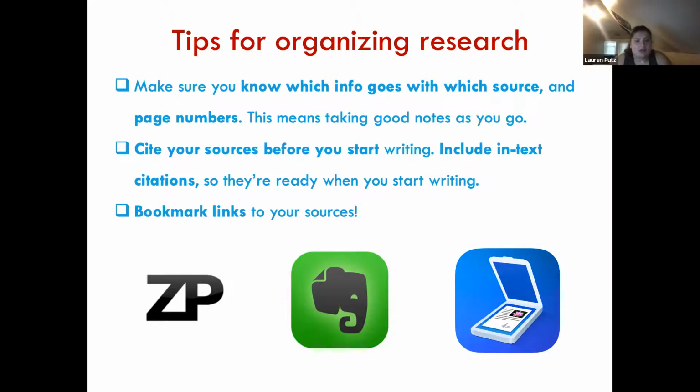Make sure you cite your sources before you start writing and make those in-text citations beforehand so they'll be ready when you start writing. I can say that I've fallen victim to just going ahead and writing my paper and it does not end well because I don't remember which sources go with which supporting claim that I've made, and then I always forget to make the in-text citations as well. So just doing that beforehand can really speed up your writing process as well.